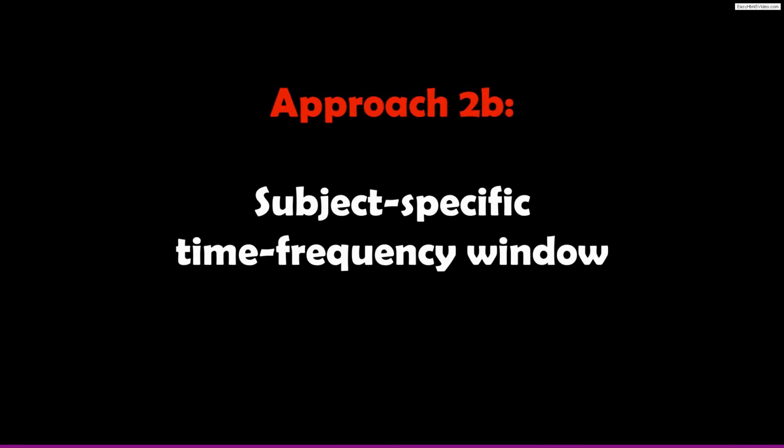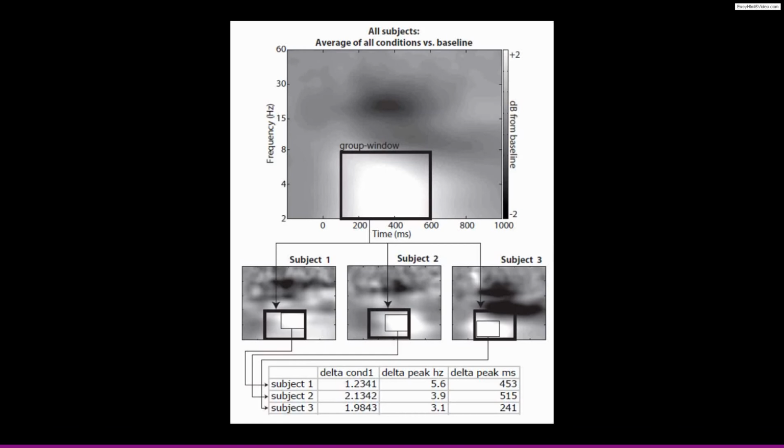Okay, so that was approach 2A. Approach 2B, you might guess, is very similar to approach 2A. I think the main disadvantage of approach 2A is that you're constrained to using the exact same time frequency window for all of the subjects and all the conditions.